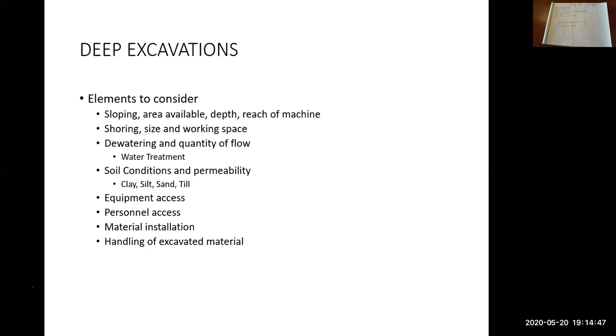So looking at that first one, deep excavations, some elements to consider. So sloping, area available. So I mentioned that on the previous slide. So again, if you think about your deep excavation in a high density city, such as City of Vancouver, there isn't enough room to slope your excavation. You need to have vertical sides. Well, typically there's not enough room. I shouldn't say there always is not enough room.